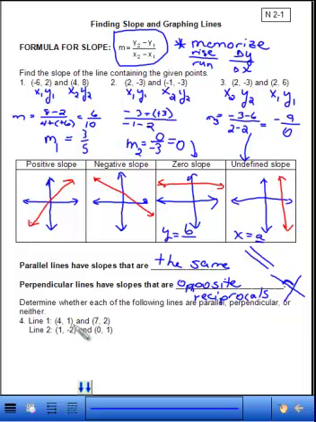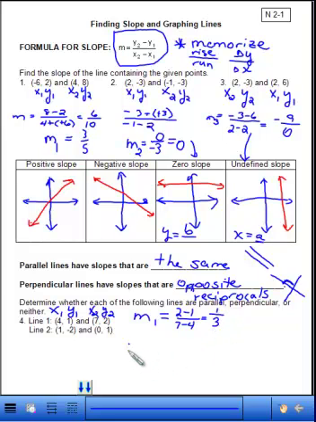Now, in this bit of homework, it's just asking, are the lines parallel, perpendicular, or neither? So to do that, you have to find the slope. For this whole column, this is going to be our x1, y1 point. These are going to be our x2, y2 points. So for the slope of line 1, we have 2 minus 1 over 7 minus 4, which is equal to 1 over 3.